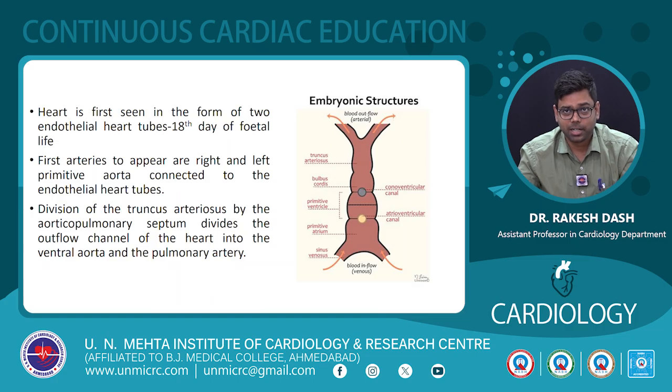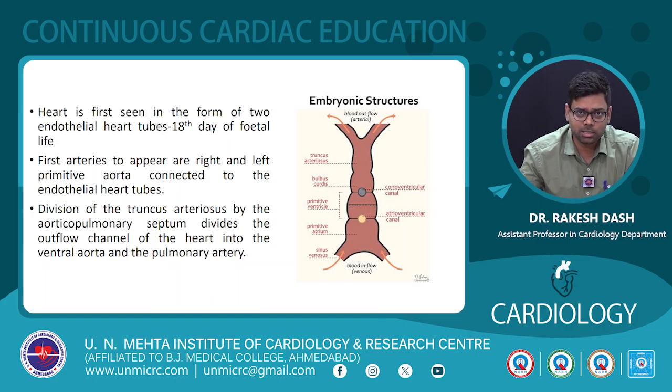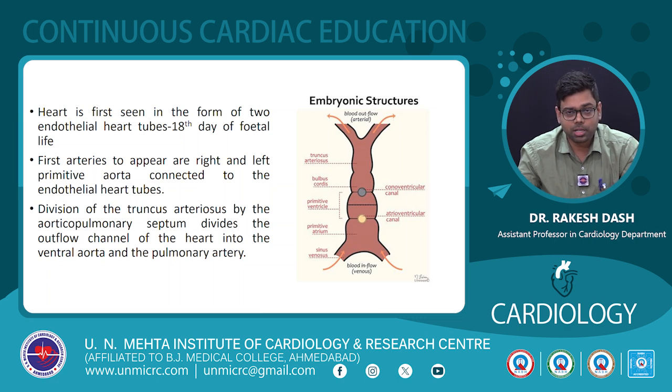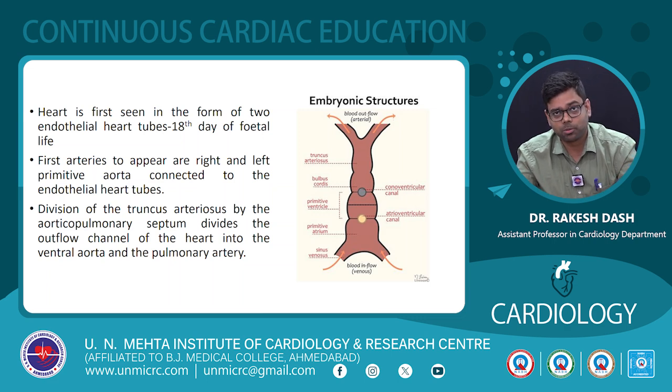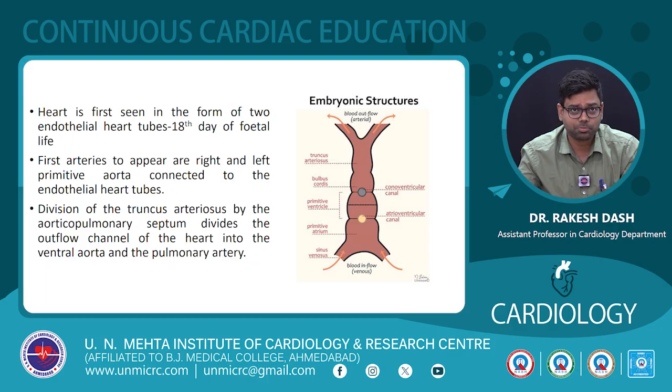So this is the diagram of a heart tube, where cranially there is presence of truncus arteriosus and sinus venosus is caudally. So this truncus arteriosus is connected to this aortic sac, which is formed by the ventral part of the primitive aortic tube. This heart tube is formed at 18th day of fetal life. The first arteries to appear are the right and left primitive aorta, which fuse to form this aortic sac.